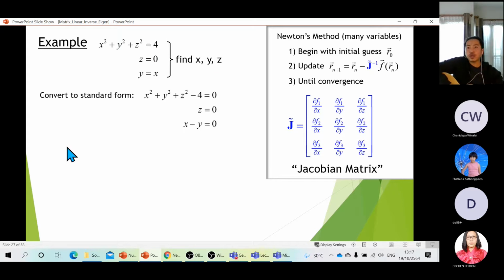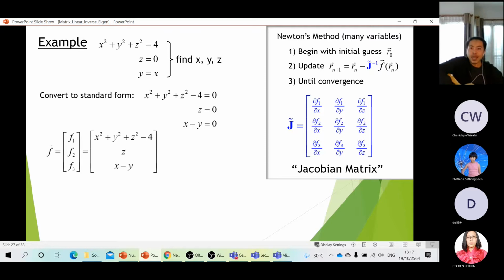We need to convert this into a standard form, meaning that the right-hand side needs to be 0. So how do we do that? We simply move this 4 to the left-hand side and it becomes minus there. Now the middle equation is 0 already, but the third equation here we need to change to x minus y. So that's a very simple step, just to warm up the process.